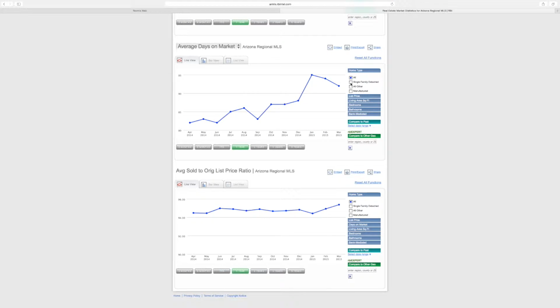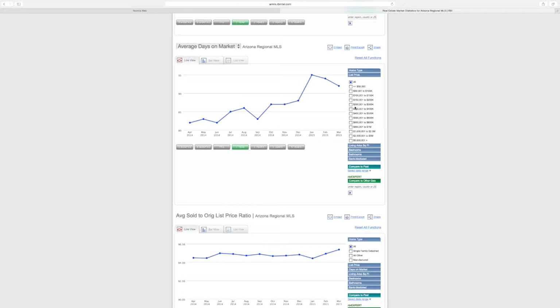So let's see. Single family detached. We keep that one. Let's do the list price. The house that we're showing off in our example here is $450,000. So we'll do this. The average days on market for a home between $400,000 and $500,000 is 134 days, compared to the average home, which is 92 days. So we're looking at an extra 40 days on market here.